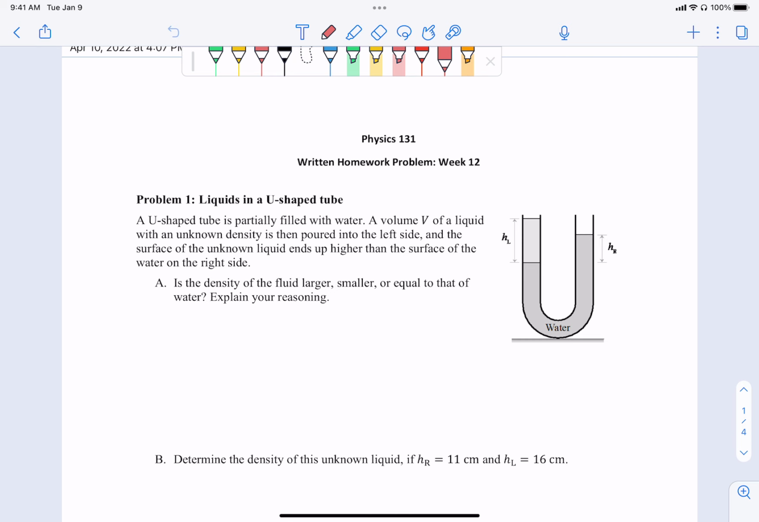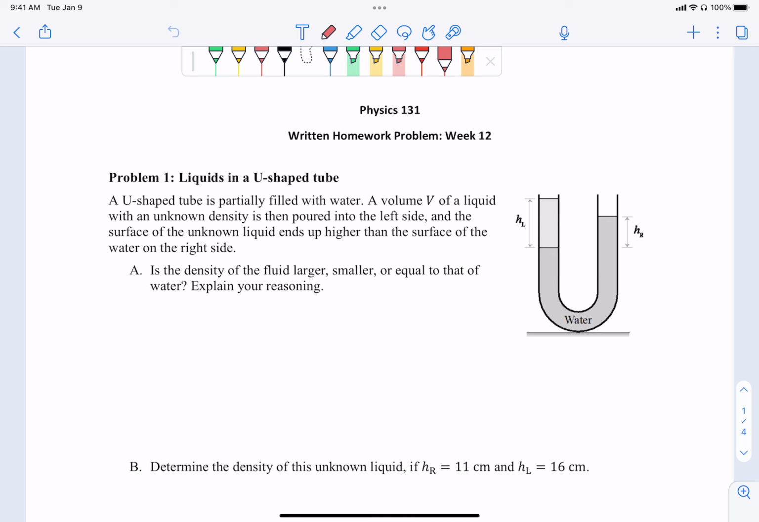So problem 1 is liquids in a U-shaped tube. We've had a lot of examples of these in the readings and the PowerPoints as well, so this should look pretty familiar. It says we have a U-shaped tube. It's partially filled with water, and a volume V of a liquid with an unknown density is then poured into the left side.